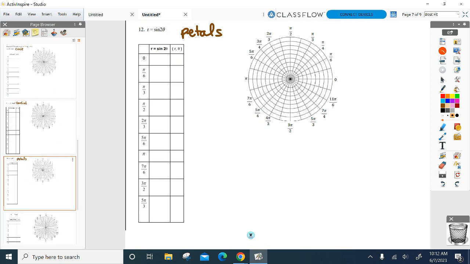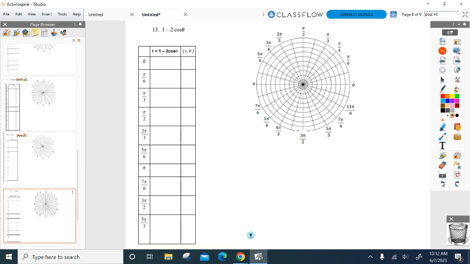Good? Okay. All right, so next one. Notice the numbers don't match. That's my limaçon, the circle within a circle. Again, you can use the chart for that. The only thing you can't use the chart for are the petals.